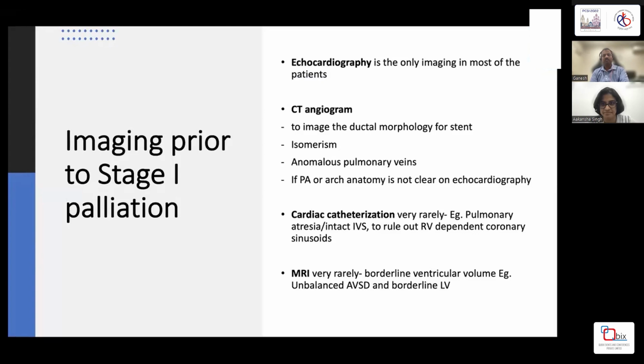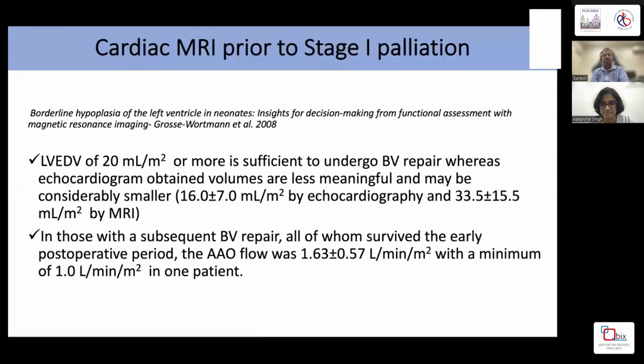MRI is very rarely performed, but in some instances when there is a borderline ventricular size, for example, patients with unbalanced AVSD and borderline left ventricle, we have performed it. And the evidence for this comes from a paper from Sick Kids, wherein they did MRI for those patients with borderline left ventricle, and they concluded that if the LV end diastolic volume is more than 20 ml per meter square, those patients can undergo biventricular repair with fewer complications. They also used the ascending aorta flow data to predict patients who can have successful biventricular repair.